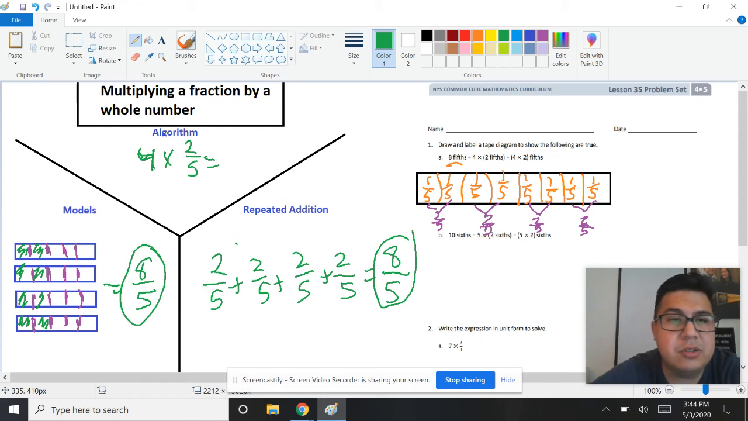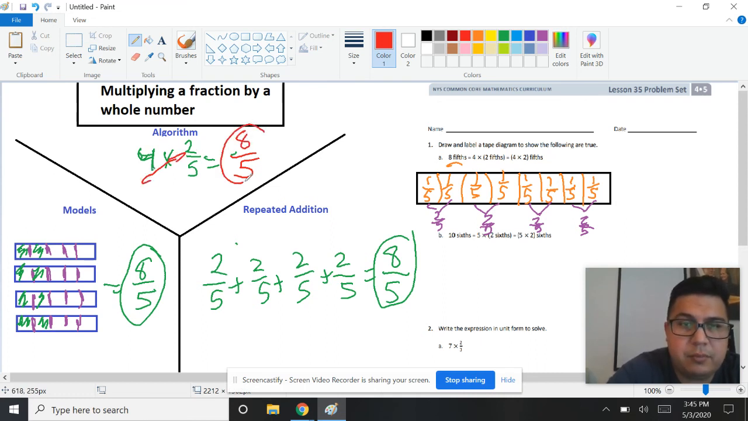Then lastly, we can use standard algorithm. And again, our denominator, even though we're multiplying, is still going to stay the same. So our denominator is going to be 5. And then we just multiply our whole number to our numerator. So we multiply those two. 4 times 2 is 8. So we still get 8 fifths. So those are 3 different strategies to solve multiplying a fraction by a whole number.